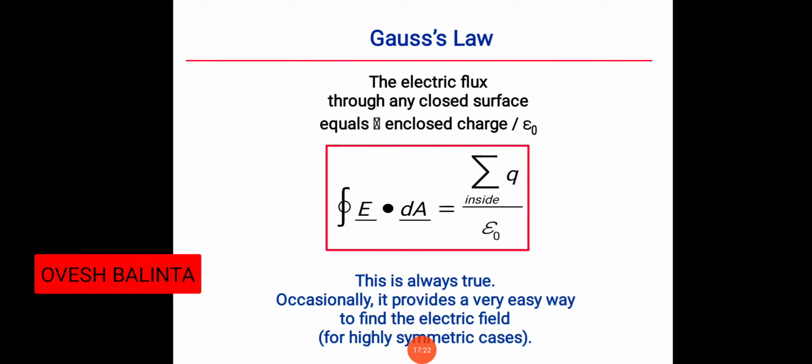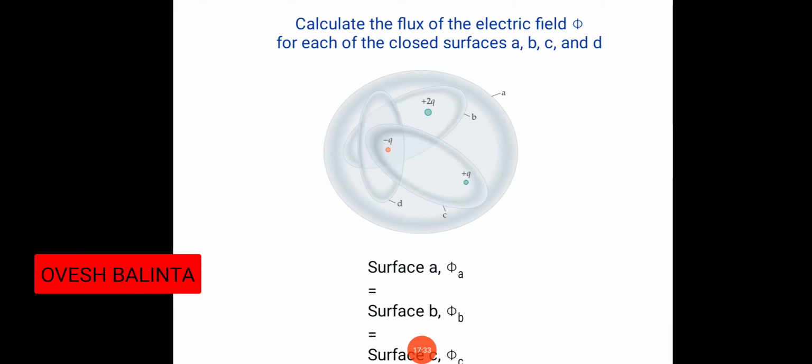Essentially it provides a very easy way to find the electric field for highly symmetric cases. Now our next slide: calculate the flux. Calculate the flux of the electric field, phi A, phi B, phi C, and phi D, at each of the enclosed surfaces A, B, C, D. So you find out the value for each closed surface.